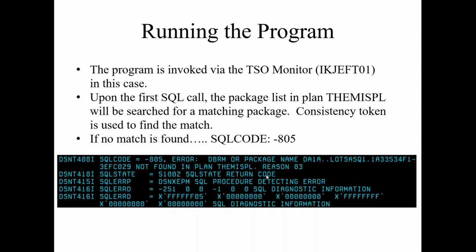This tells you here's the program I was trying to run, and this is the consistency token I was looking for, and it spans the line: 1A3354 Fox 1 3 Echo Fox Charlie 029. That is the consistency token it was looking for. If you want to figure out why it wasn't finding that, you can go out to the DB2 catalog and look for a package with that consistency token and see if it's there. It's kind enough to tell you this is the consistency token that was in the load module, and it wasn't finding a package with that same token.